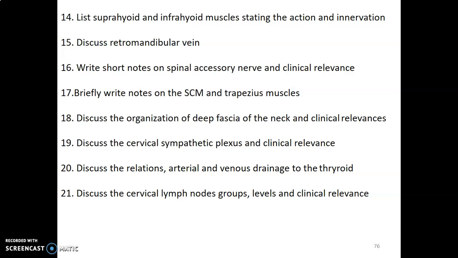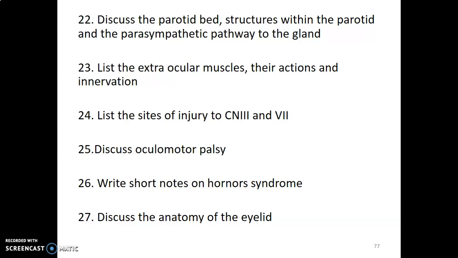Discuss the cervical sympathetic plexus. Discuss the relations, arterial, venous drainage of the thyroid. Discuss the cervical lymph nodes and their clinical relevance. Then we have discussed the parotid bed. We've not discussed the parotid in the head and neck. So which structures form the parotid bed and the parotid sympathetic and parasympathetic pathway, extraocular muscles, sites of injuries of certain cranial nerves, oculomotor palsy, what is Horner syndrome, anatomy of the eyelid.